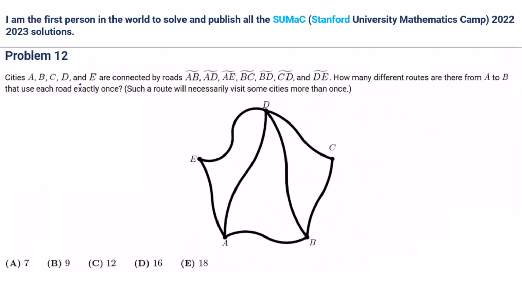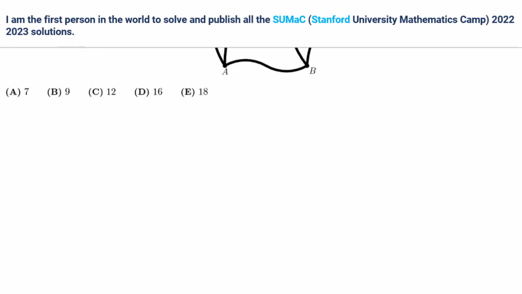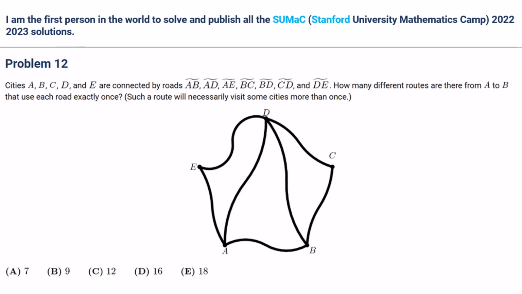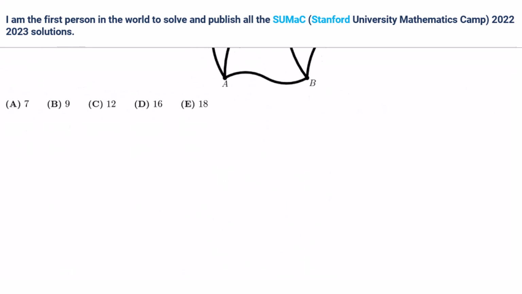We should use all of them, right? Yes. Okay, for this one, we should use casework and we should start from A. So let's start: how many different routes are there from A to B? To see all of them, okay.